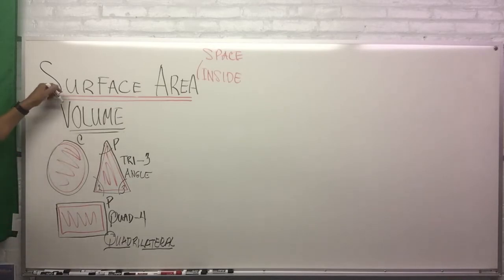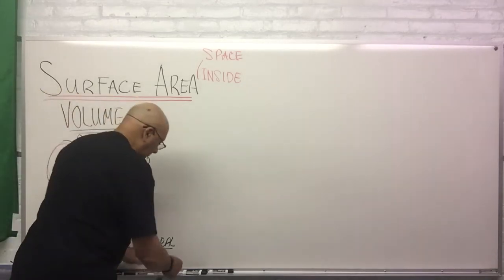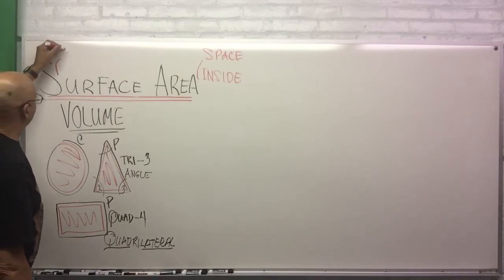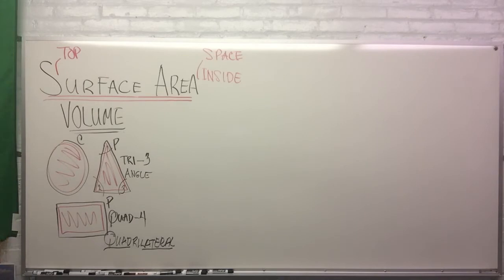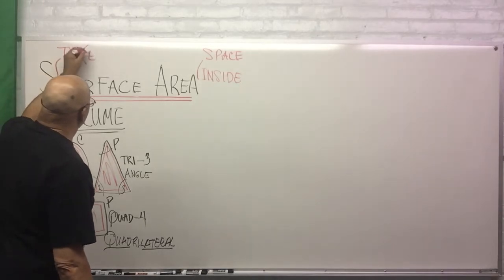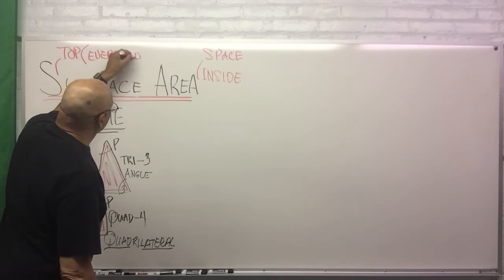So surface means top, or we'll see that it generally means top, like a kitchen table. But in the problems, they want all the sides, the top of every side. I'll show you that in a minute. Every side.